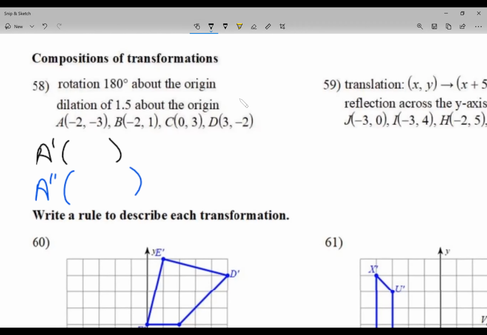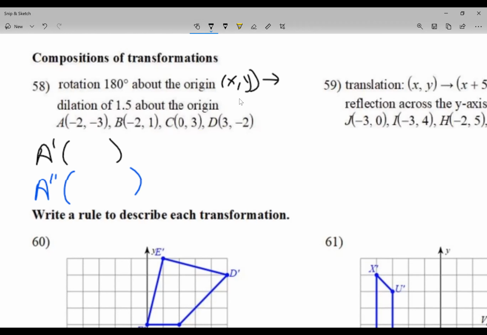I'm going to do my second transformation. So let's see. First transformation says rotation 180 degrees about the origin. According to my notes, that is (x, y) becomes (-x, -y). So all I'm going to do is switch the signs on x and y. If they were positive, make them negative, but if they were negative, make them positive. So the values of A are -2, -3. I'm just going to say A prime is +2, +3.